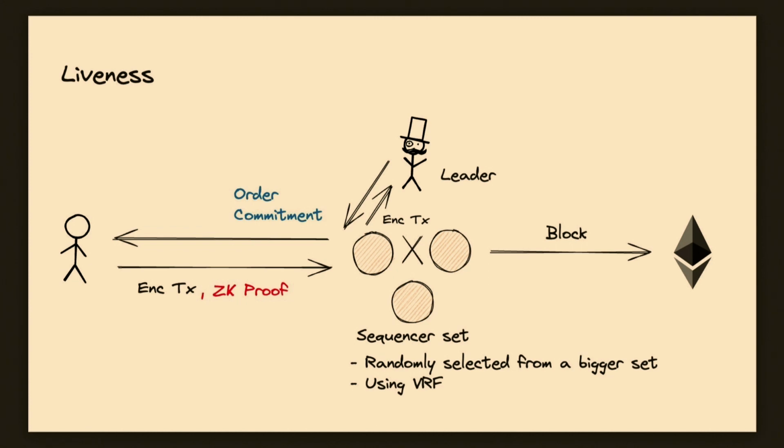So in our system, we randomly select these sequencer sets from the bigger set. So right now we are using a VRF, verifiable random function, to make sure that this sequencer set is selected randomly. In this case restaking can also be used, because it's really difficult to set up new sequencer sets out of nowhere, but there are validator sets already staked on Ethereum, and restaking would help set up a good quality sequencer set.